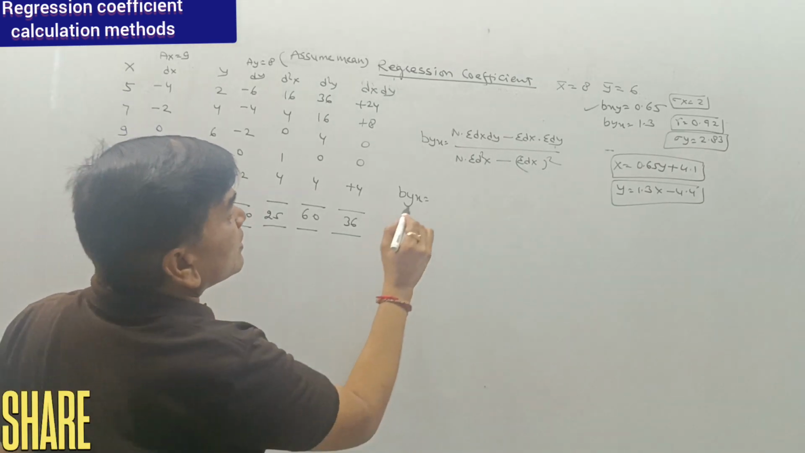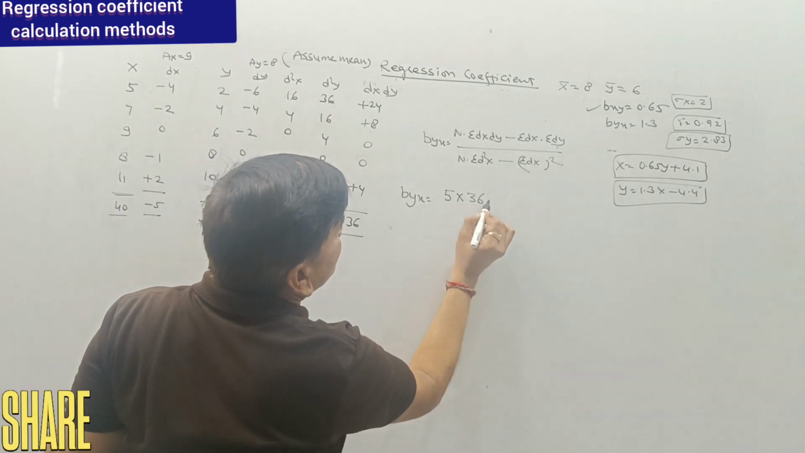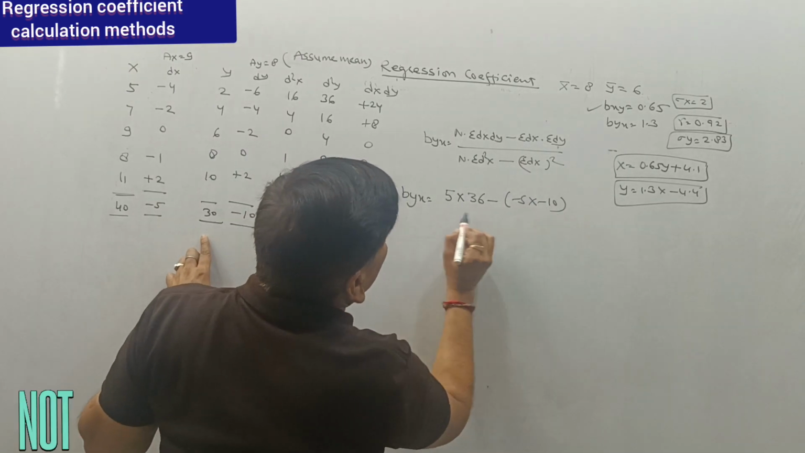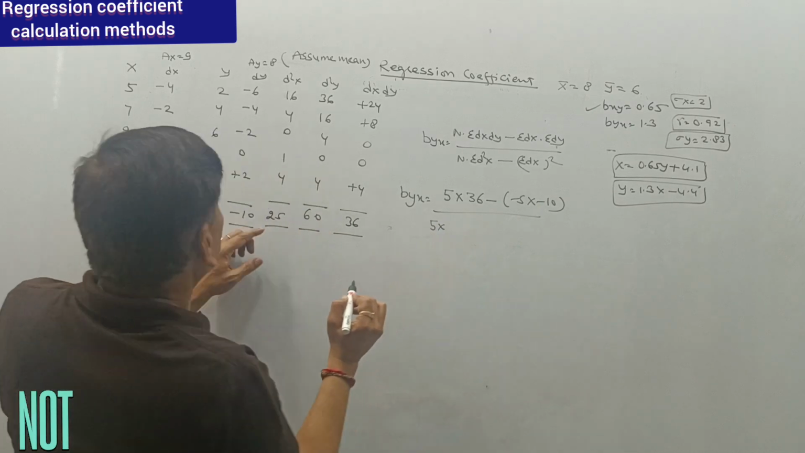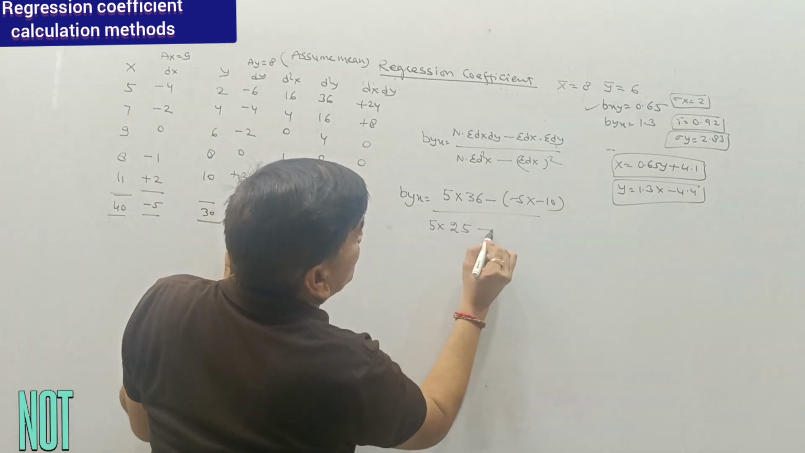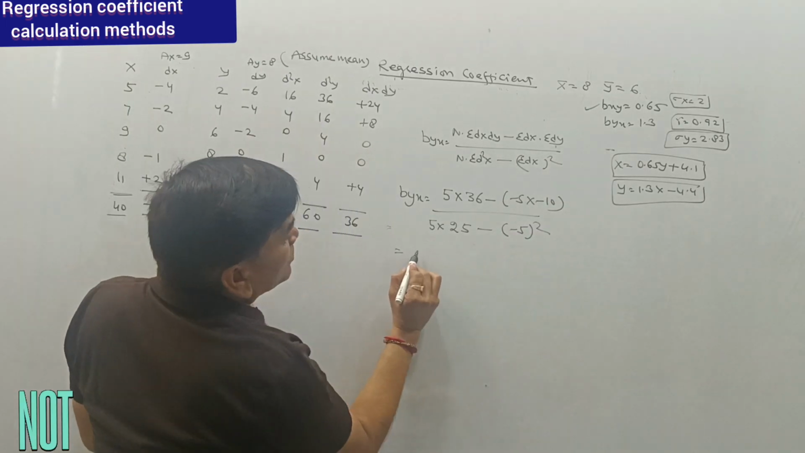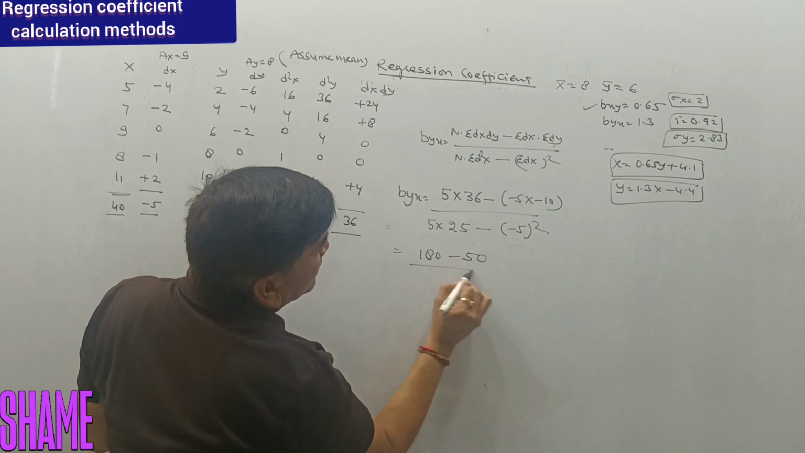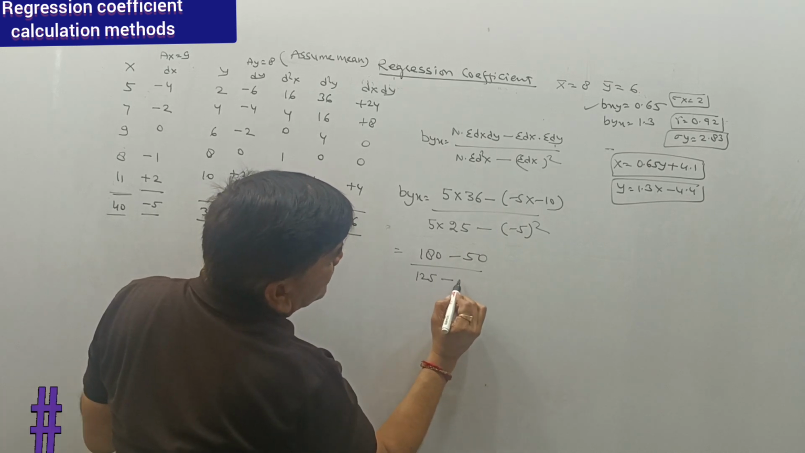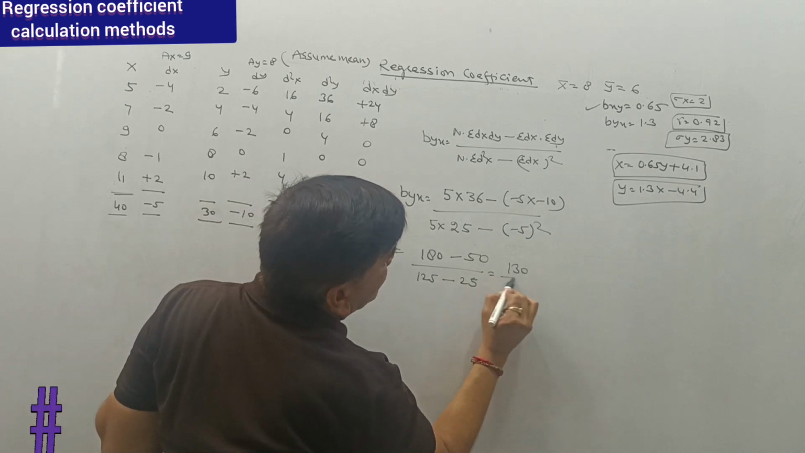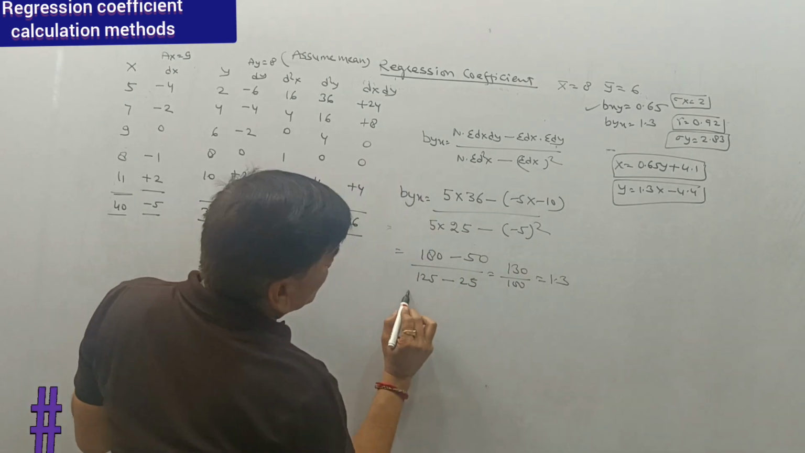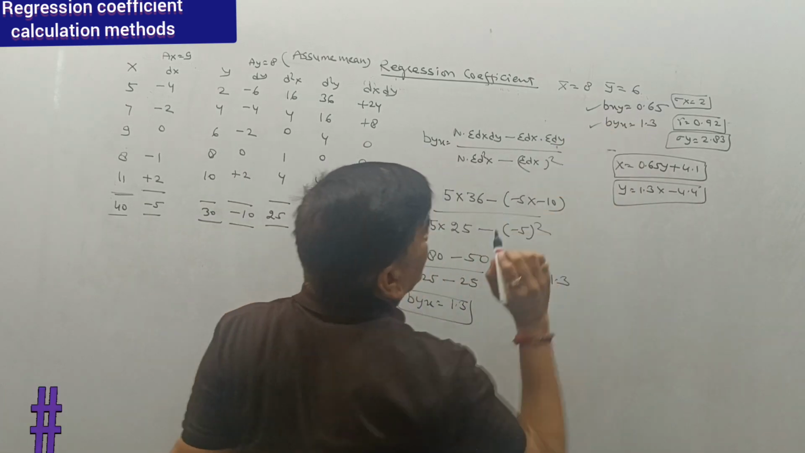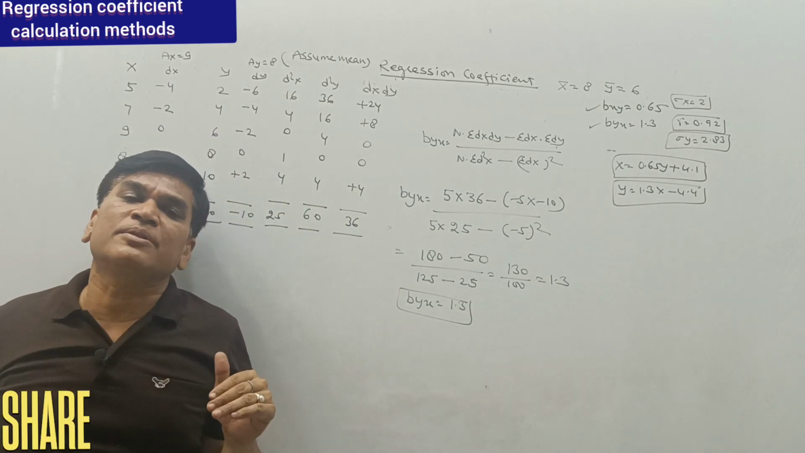So n is 5 multiplied by 36 minus sigma dx is 5 and this is minus 10, divided by 5 multiply sigma dx square, that is 25, minus 5 raised to power 2. So 180 minus 50 divided by 125 minus 25, that is 130 divided by 100, that is 1.3. So byx is equal to 1.3. Already we have calculated that, it was 1.3. So with the help of this method also we are getting the same result.